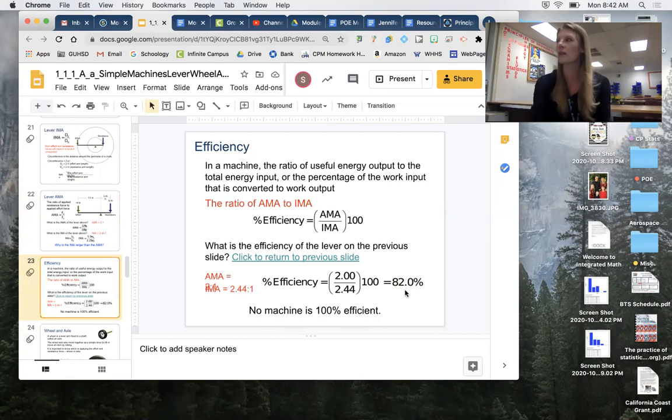No machine in real life will ever be 100% efficient. That's not a thing. We unfortunately in real life have gravity and friction. Those things will make it so that we'll never have a machine that works in a frictionless environment.